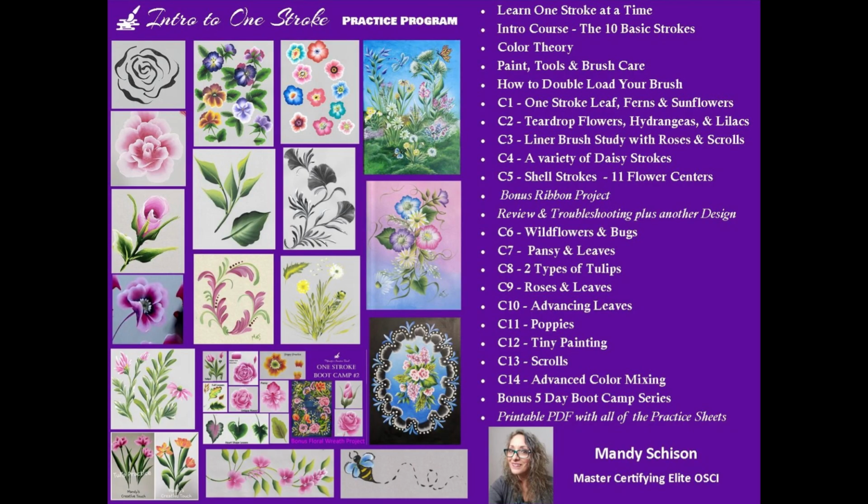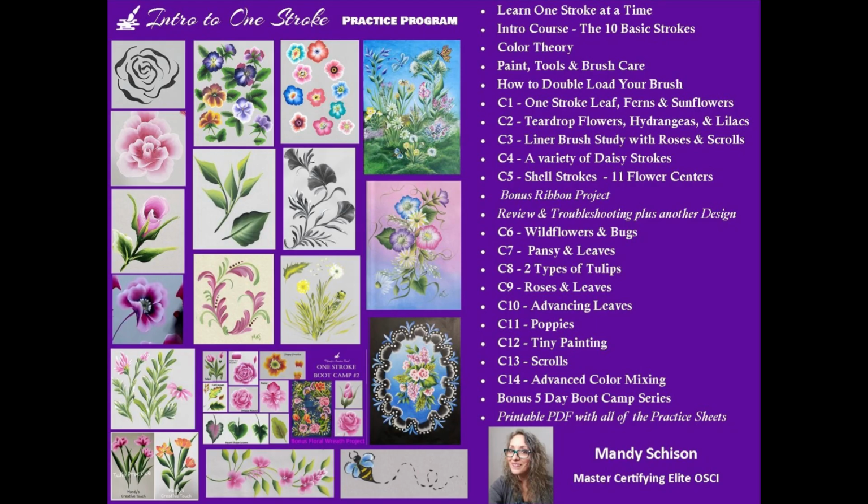And I gave you lots of bonus projects to do throughout too, little mini assignments. And then you'll be ready to really play around with the pansy and the tulips and roses, advanced leaves, poppies. Then I have a whole course just on tiny painting, scroll work, introduction. Donna's got a whole program with the scrolls in her level 2, but this is a couple of fun easy projects to do. And then advanced color mixing is where you can really start playing around, and you can jump on that course anytime. You don't have to wait till the end.